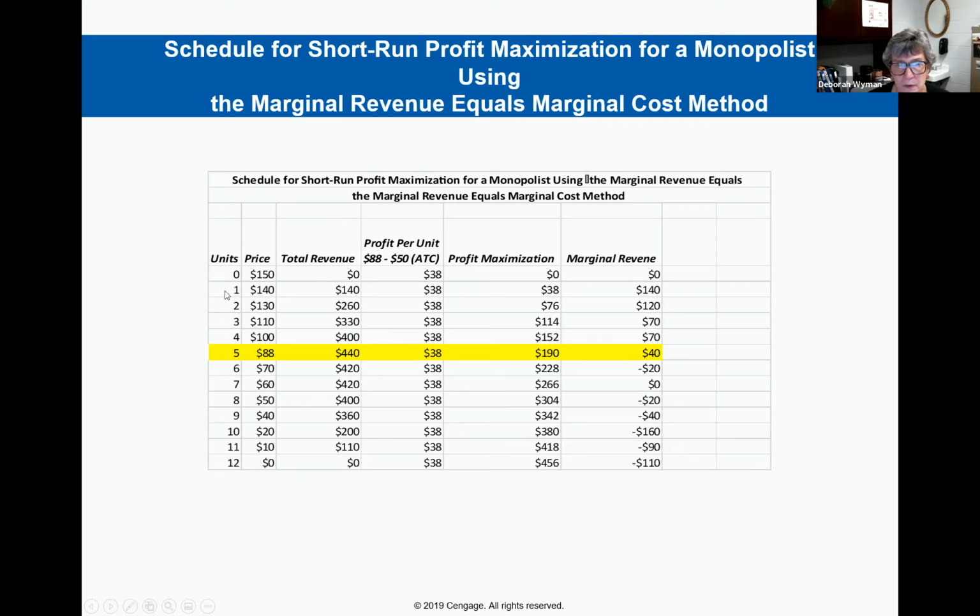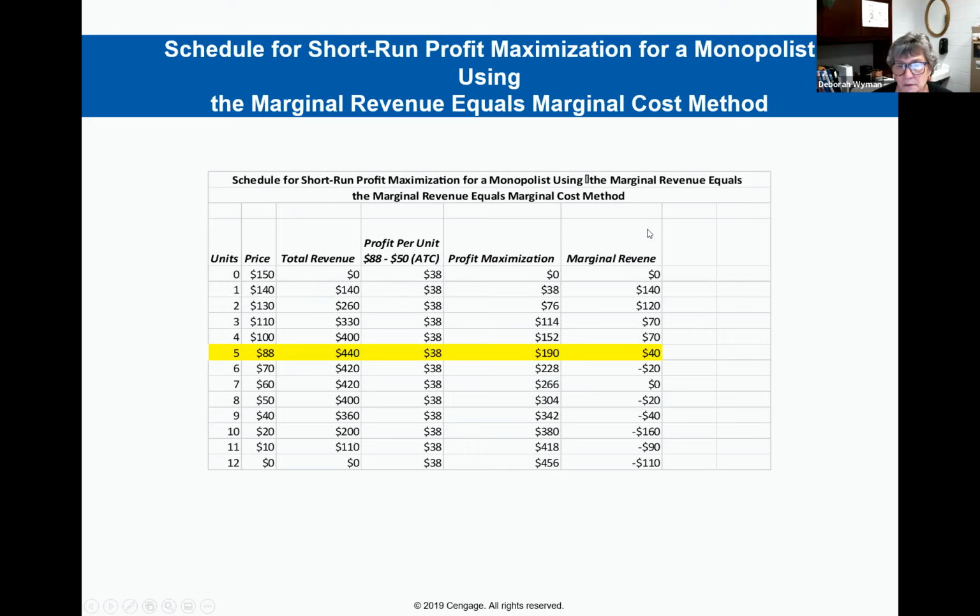So you have your total revenue. If you make 1 item, it's $140, 2, it's $260, and so on all the way down. Your profit per unit is $88 minus 50, which is your average total cost. So $88 minus 50 is 38. Your profit maximization is right here. So you're multiplying again: 38 times 0 is 0, 38 times 1 is 38, 38 times 2, and right down the line.